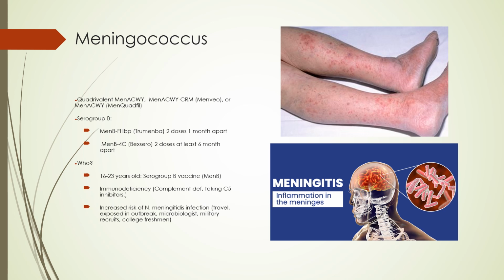The next vaccine is for meningococcus. It covers Neisseria meningitidis. It comes in 2 forms. There's a quadrivalent vaccine that covers the A, C, W, and Y strains, and there's also the serogroup B strain. The serogroup B strain is more high risk, and it's given to everyone that's 16 to 23 years old. They get the serogroup B vaccine.